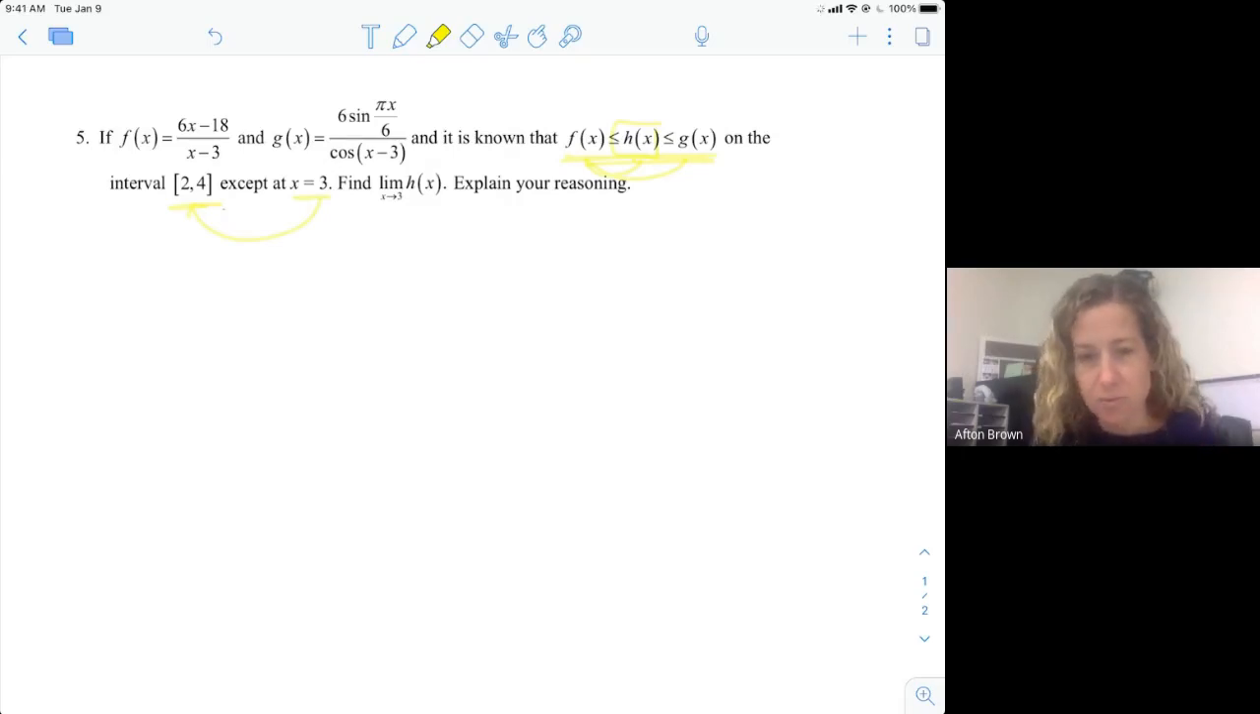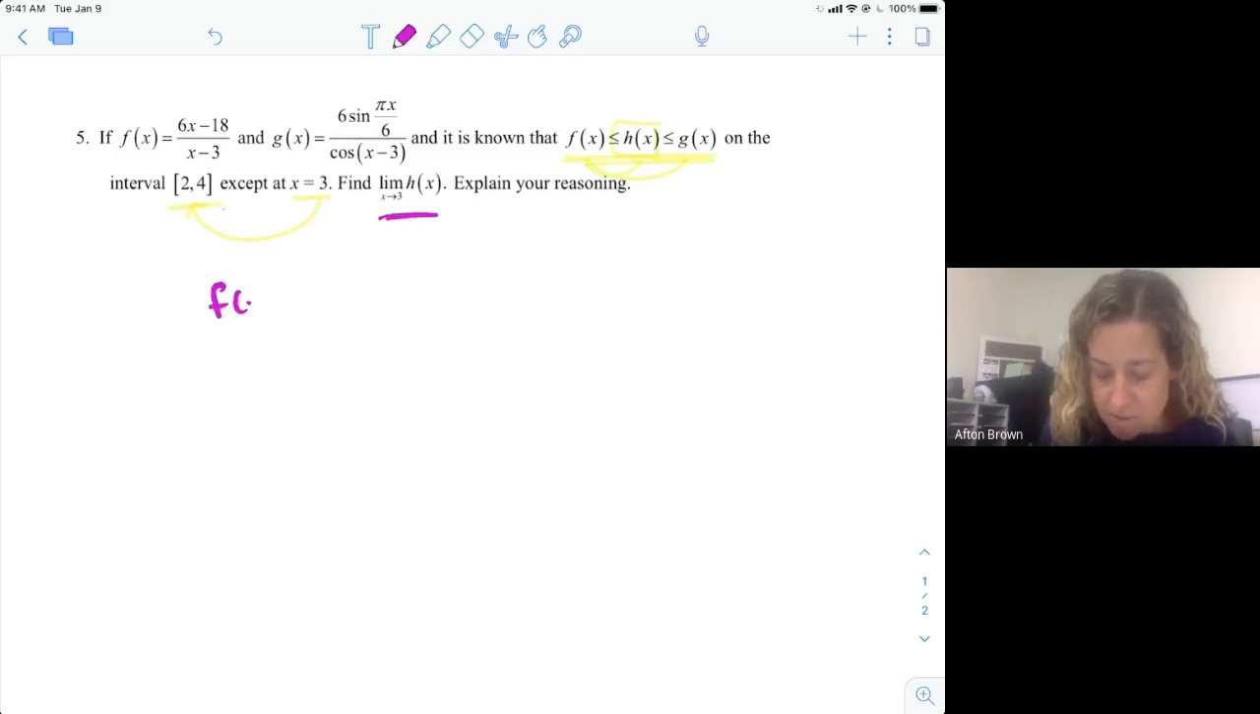So other than that, I'm not really going to worry too much about the fact that they gave me the interval. So we're trying to evaluate the limit as x goes to 3 of h of x. So I could take this inequality. So this is a sandwich theorem question. This is the inequality that they're telling us is true on the interval we're concerned with, which is near 3.